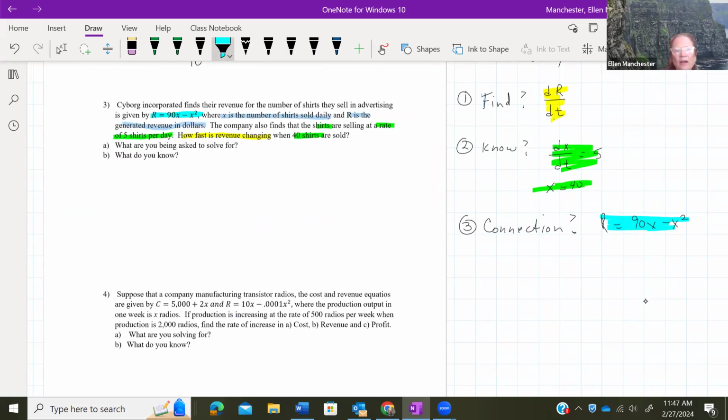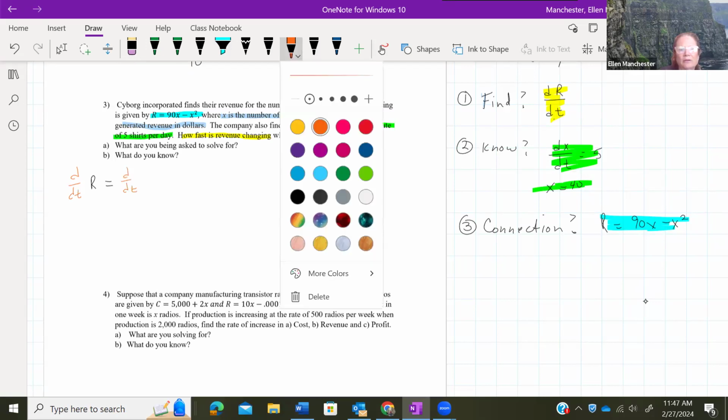Okay, so now you're off and running. You have everything you need. Now all you got to do is implicit differentiation. So we're going to try to do it in the same exact way. So we're going to find d/dt of R, the derivative in terms of time of 90x, and the derivative in terms of time of x squared.